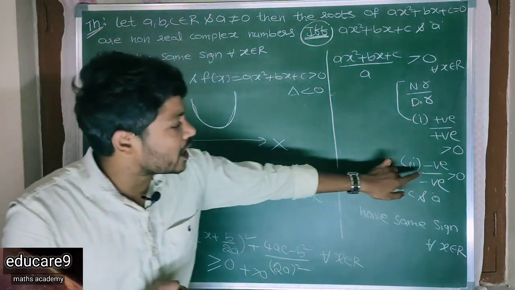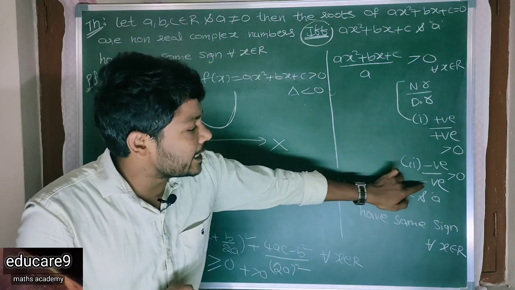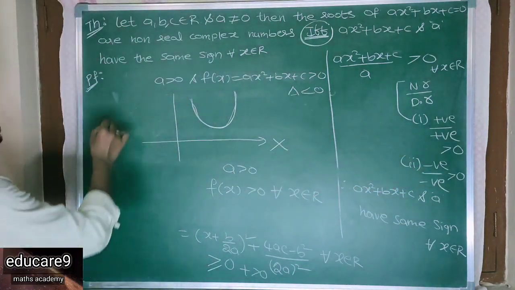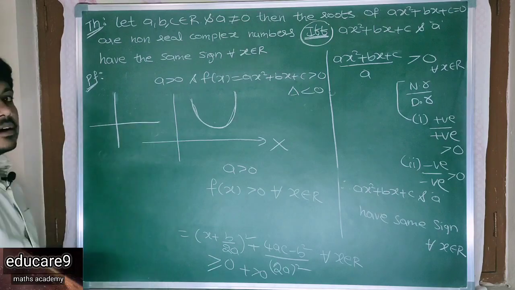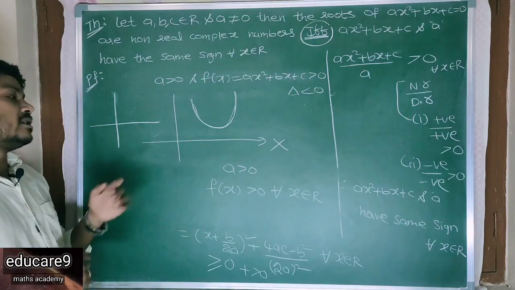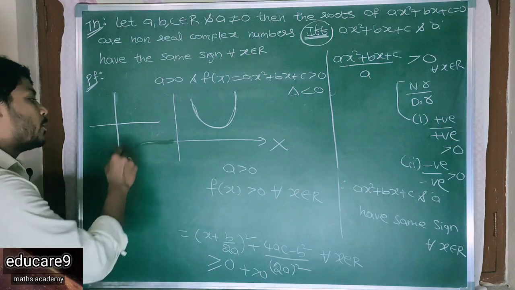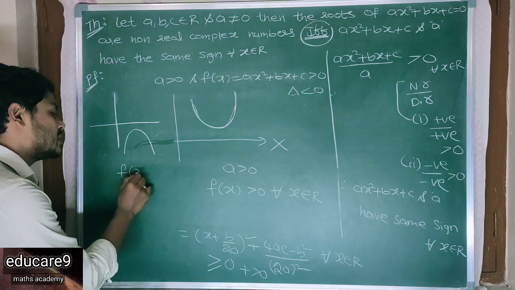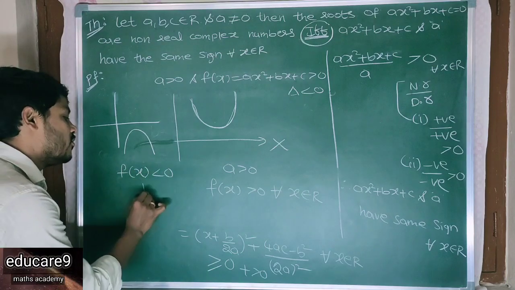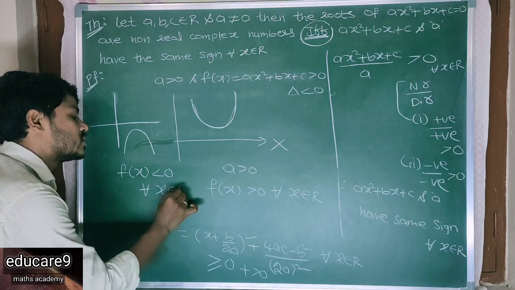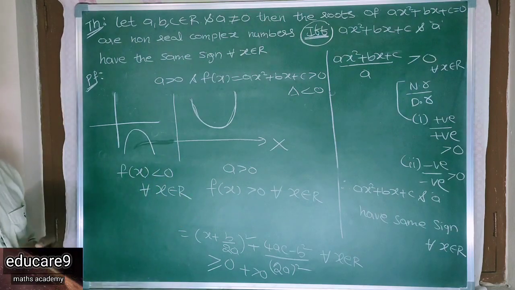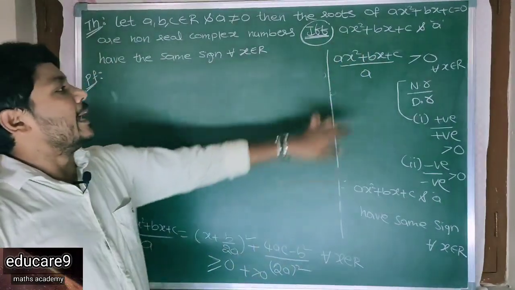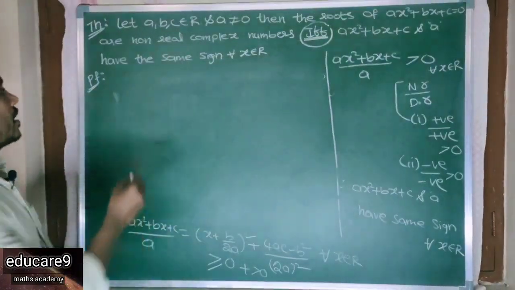And the second case is what? A is negative and the expression is negative. See here, in that case this graph represents a downward parabola. So like this. So clearly f of x is less than 0 for every x belongs to R. So these are the two possibilities. Next, conversely, suppose that the expression and a have the same sign.